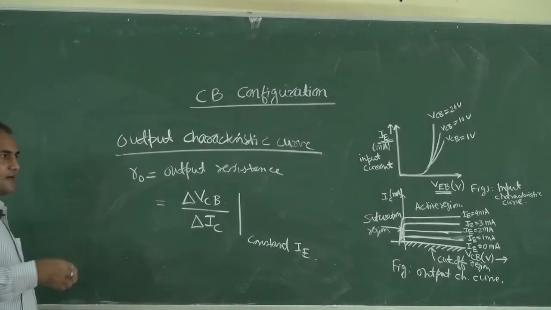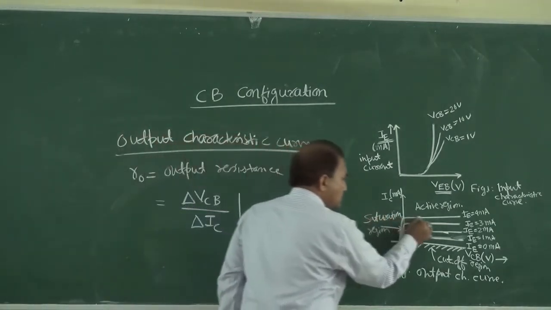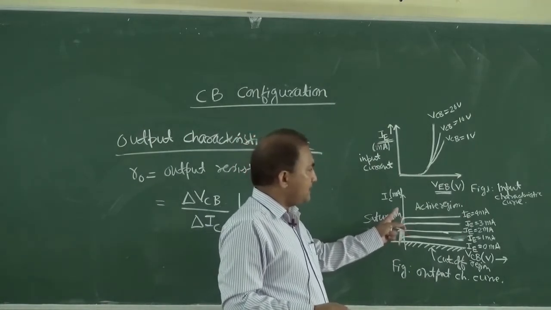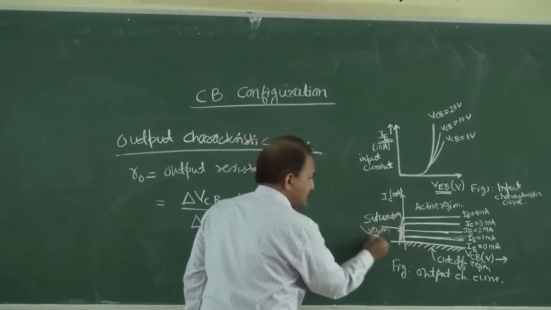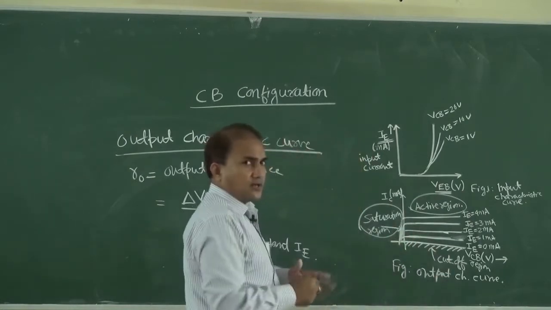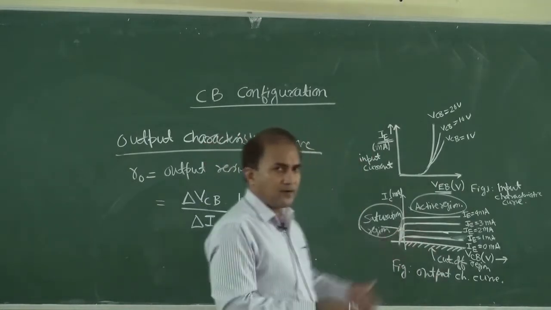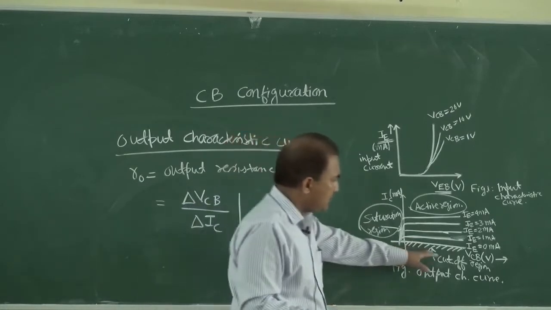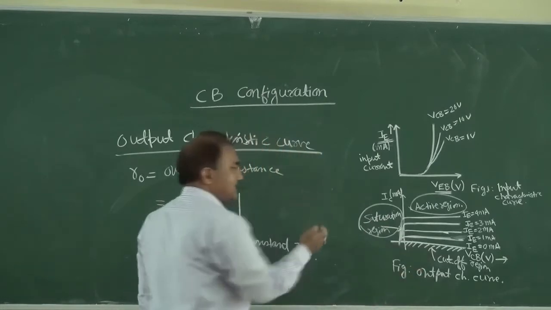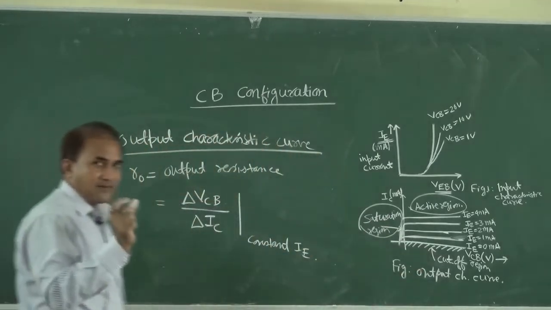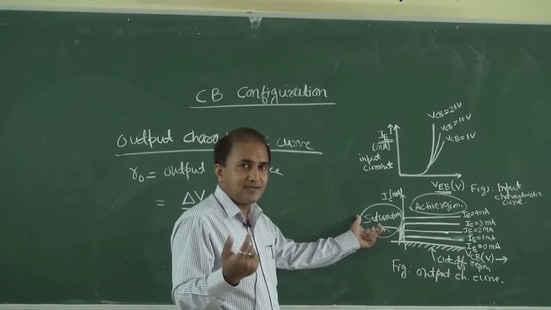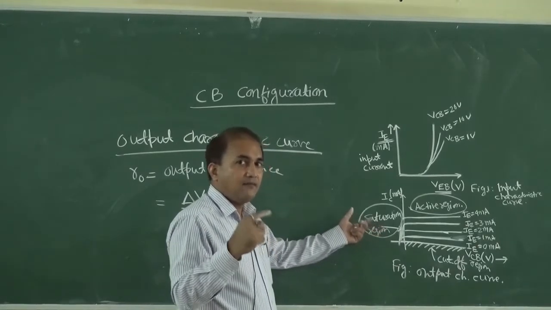And here in this figure we are seeing that this graph is almost horizontal. This is the saturation region, this is the active region, and this is the cutoff region. The cutoff region starts from IC equal to 0. So there are three regions. In cutoff region, both the junctions, that is emitter base and collector base, are reverse biased. In saturation, both the junctions are forward biased.